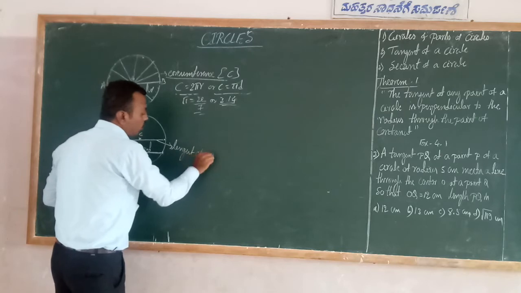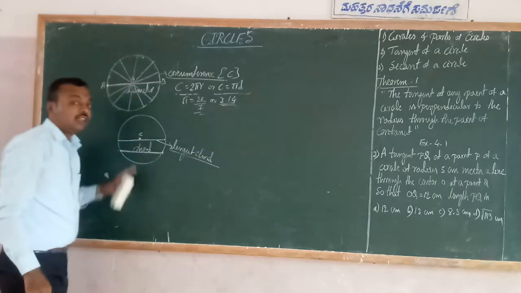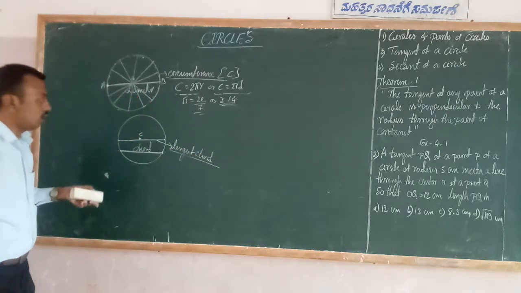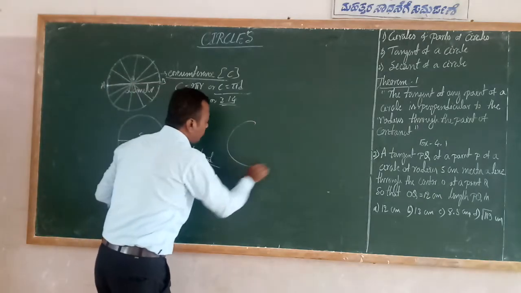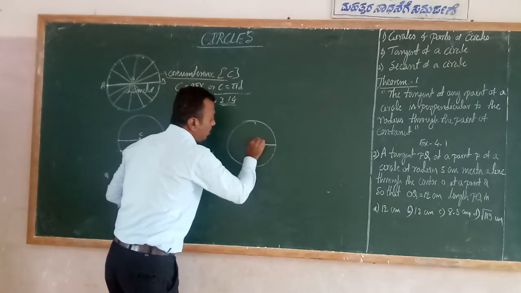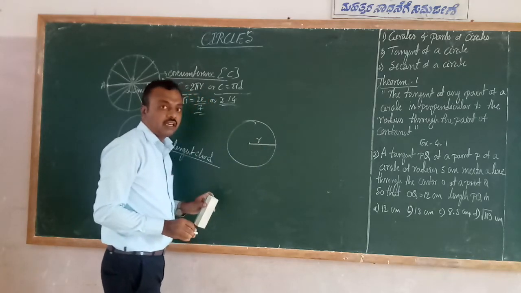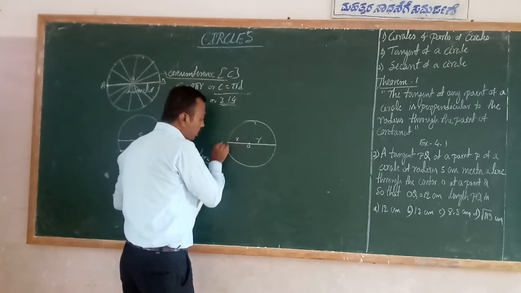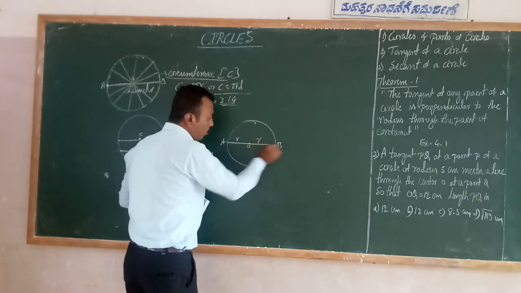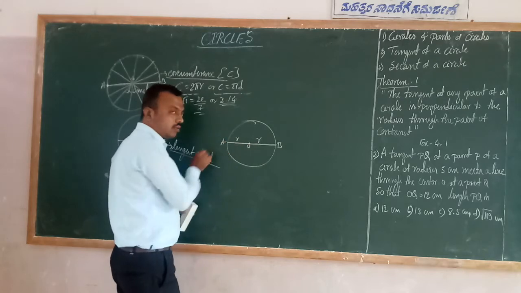Longest chord. Which is the longest chord in a circle? Diameter is the longest chord in a circle. Okay. So, see, this is what? Radius. Radius can be represented with the letter R. And this is also a radius. This is O and this is A B. OB is a radius and OA is also a radius.